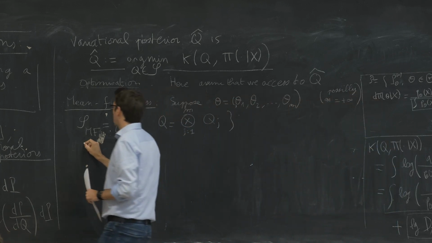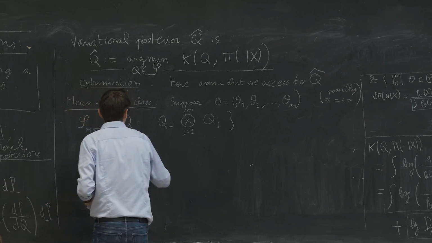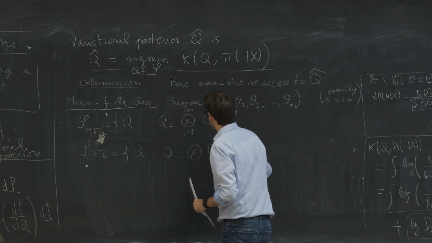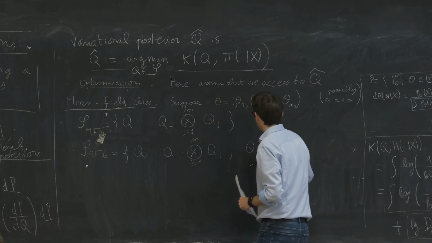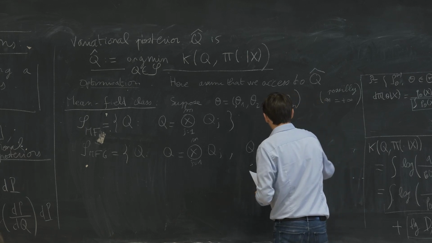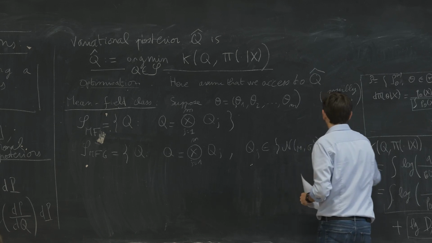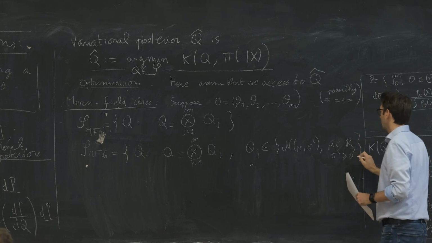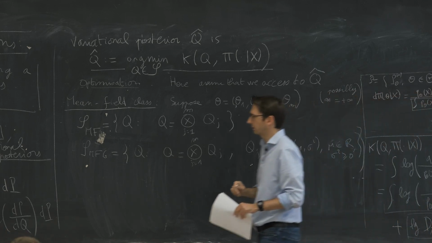And I can be even a bit more specific, and for instance, in the product, I can assume that Qj is Gaussian. So I can take Qj here being in a Gaussian class, like N(mu, sigma squared), where mu and sigma are arbitrary. So this is the mean field Gaussian class.